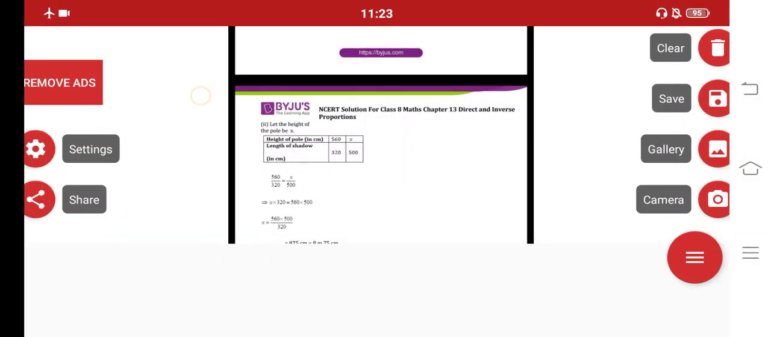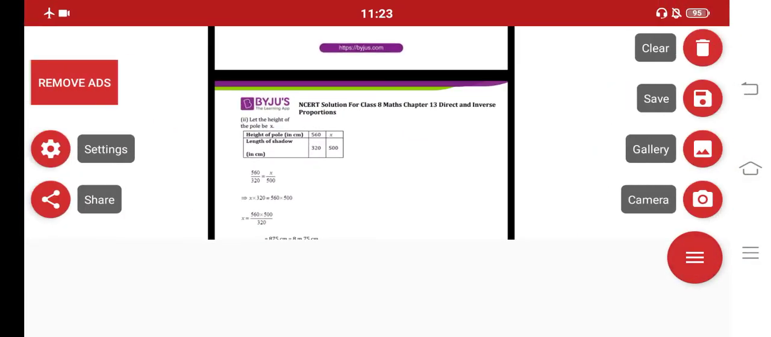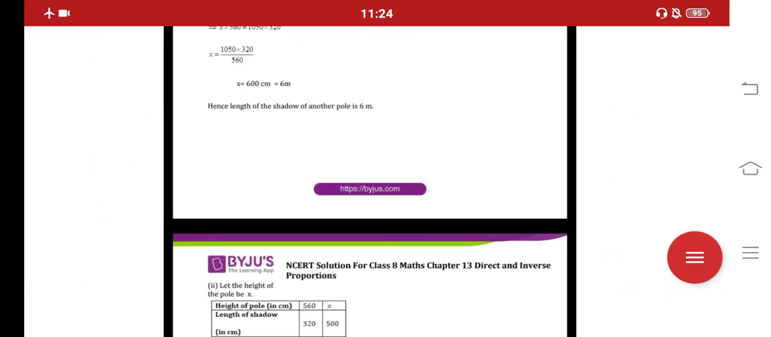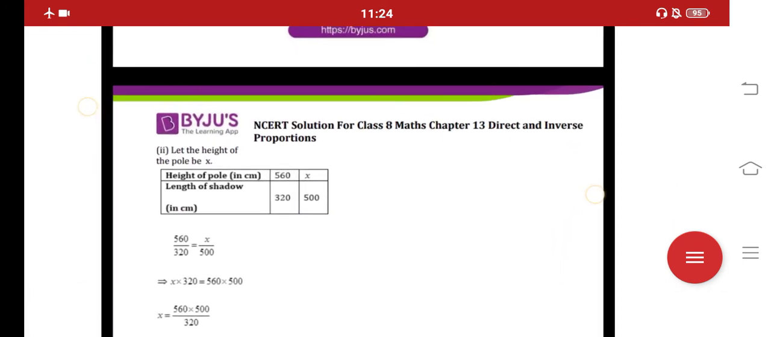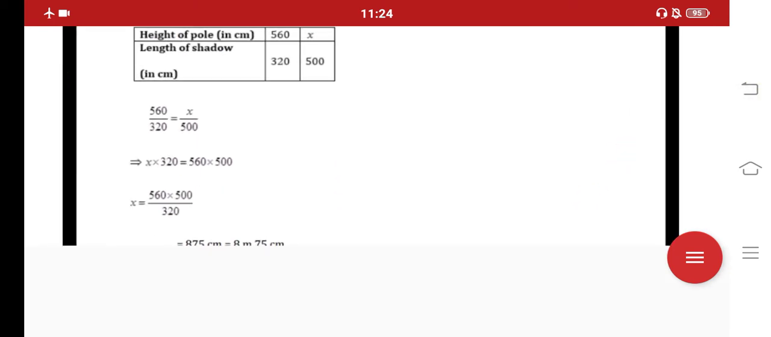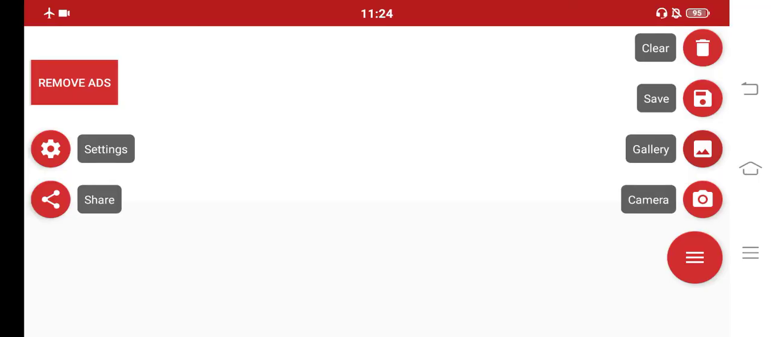Okay. This is our next question. This is option number 1 and option number 2 is given. If the height of the pole is 560 and the length of the shadow is 320, then what is the height of the pole for a shadow length of 500? So here x is the unknown quantity. So the height of that pole is 8 meter 75 centimeter, or we can say 875 centimeter. Okay. Now next question, let us see what is given here.